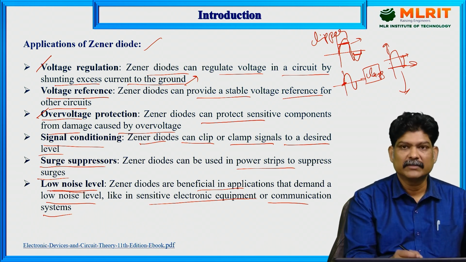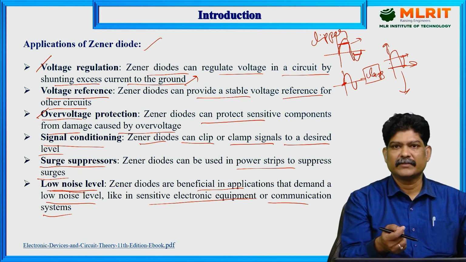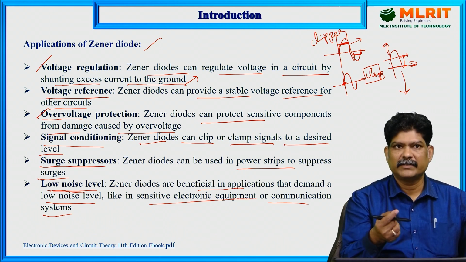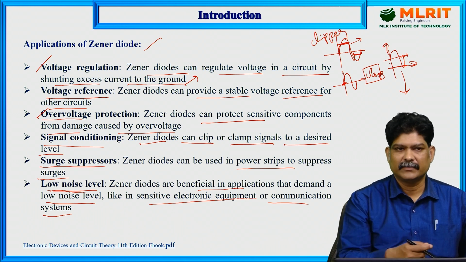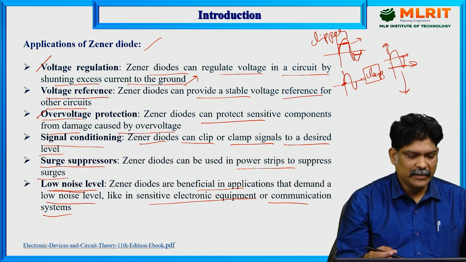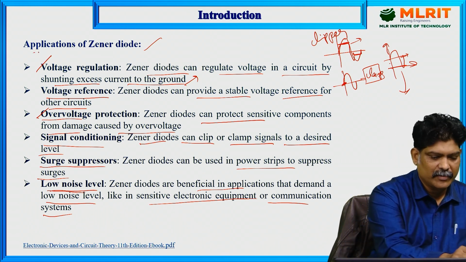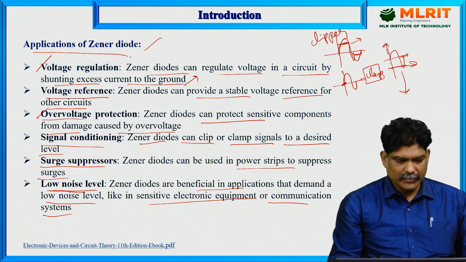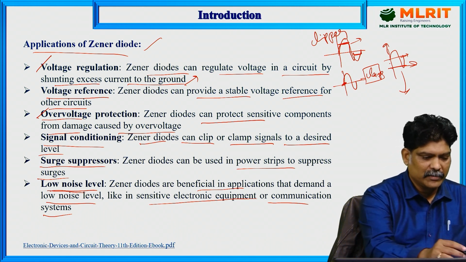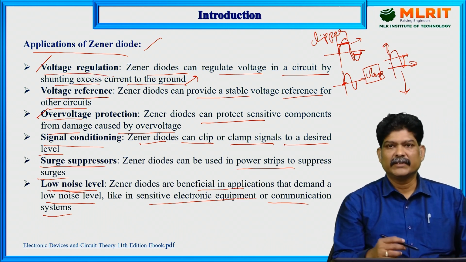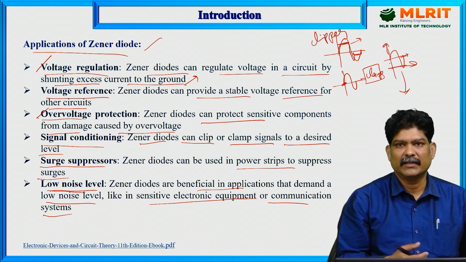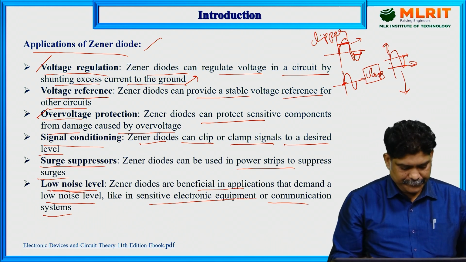Electronic components are very sensitive, because they change their properties with environmental changes. So that is the introduction to the applications of Zener diode. Today we mainly focus on voltage regulation, as Zener diodes are very useful as voltage regulators.